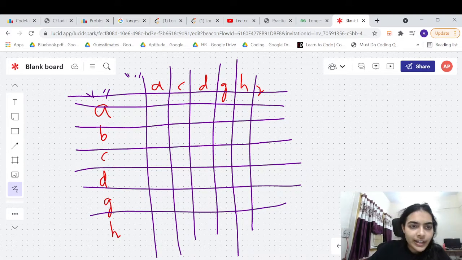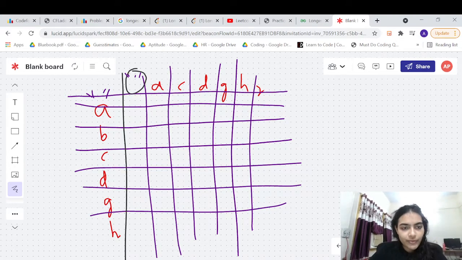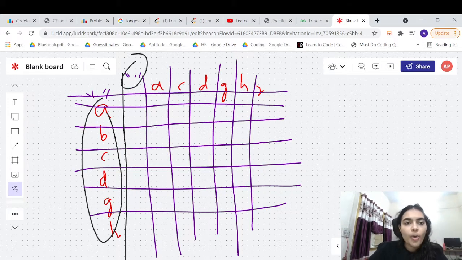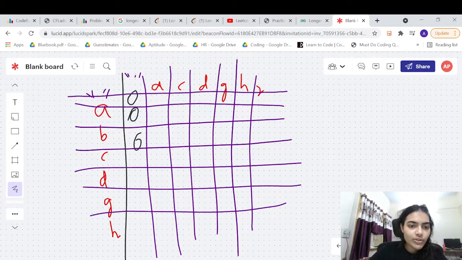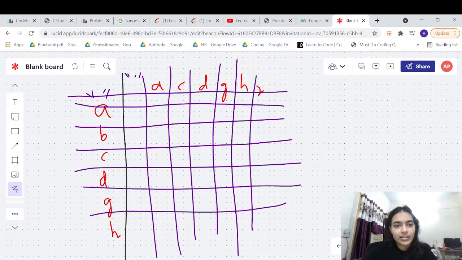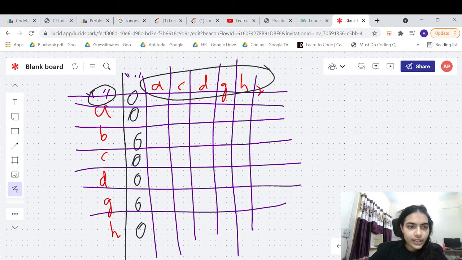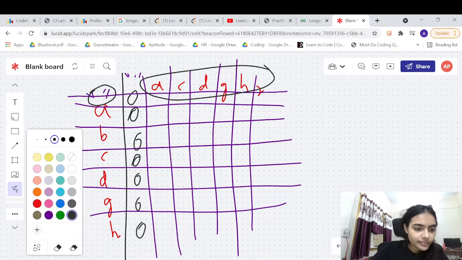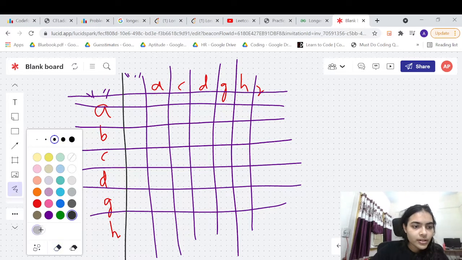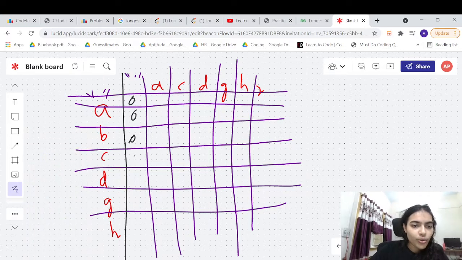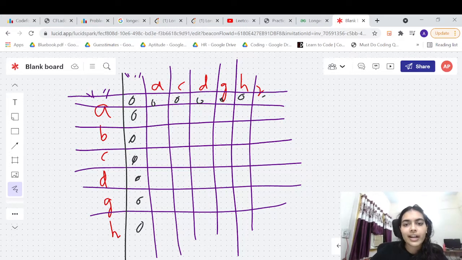So let's start filling. Let's say you have an empty string. Once you have an empty string, nothing is common. There is no character in common with the empty string, so the initial values are going to be 0. Similarly, with this empty string, there is nothing in common, so you fill 0 again. In the first row as well as the first column, I can simply fill 0 because there is no character in common.